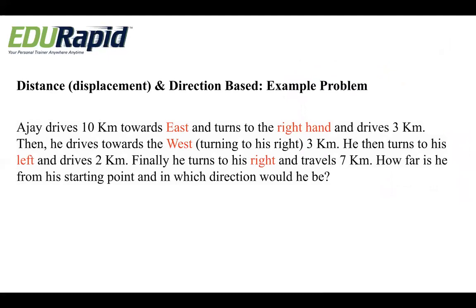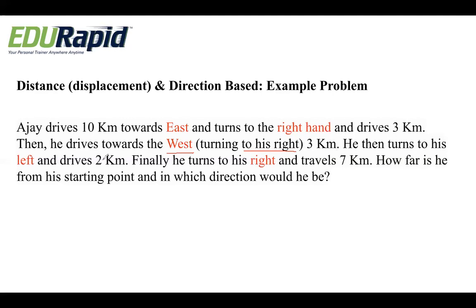Ajay drives 10 kilometers towards east and turns to the right hand and drives 3 kilometers. When you're reading the problem, you need to start writing it down, start drawing the lines. Let's say Ajay starts at one point, drives east, and then turns to the right hand and drives 3 kilometers. And then he drives towards the west, turning to his right. See here, they give a main direction and also the direction, either left or right, 3 kilometers.